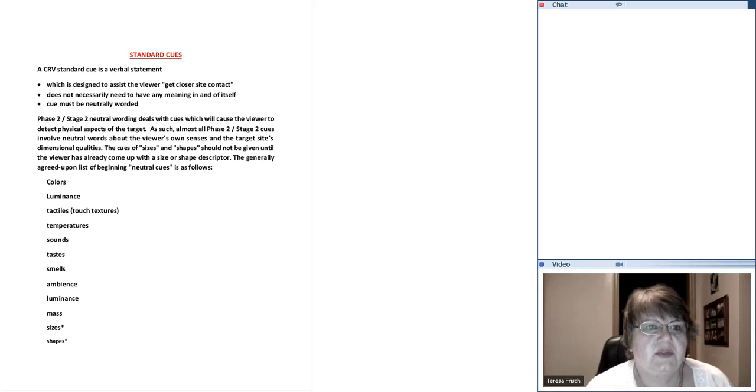Sizes and shapes are dimensionals. Cues of sizes and shapes should not be given until the viewer has already come up with a size or shape descriptor.